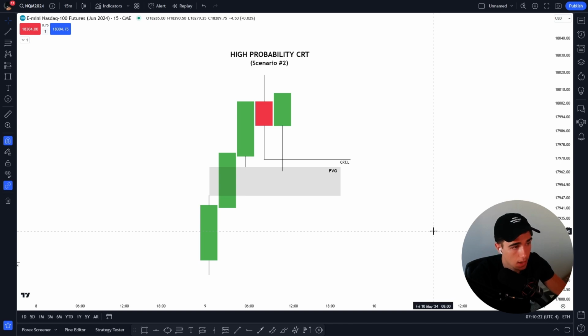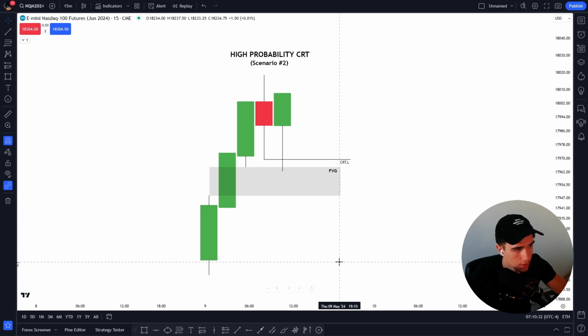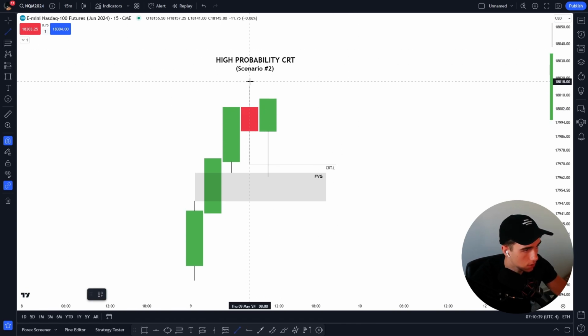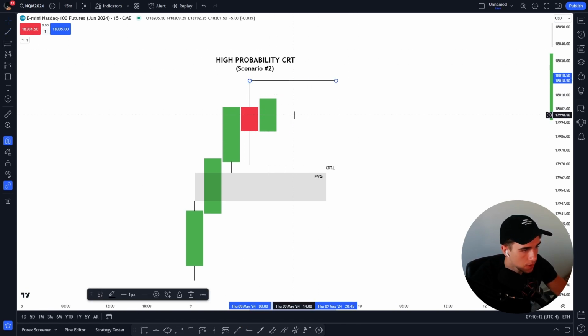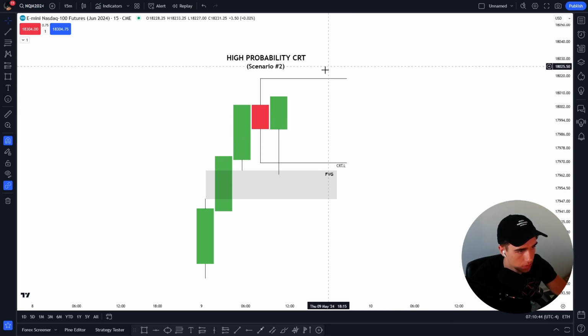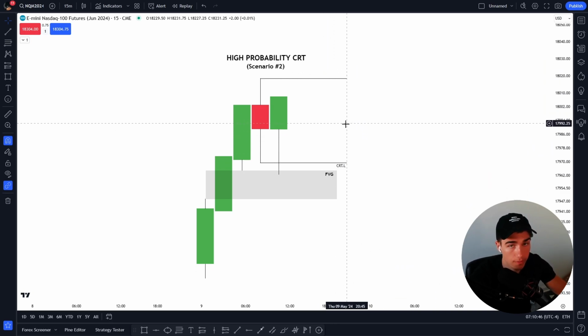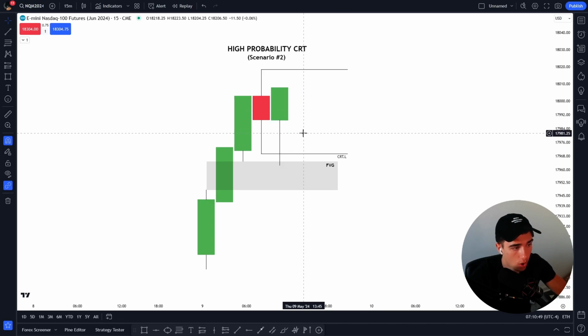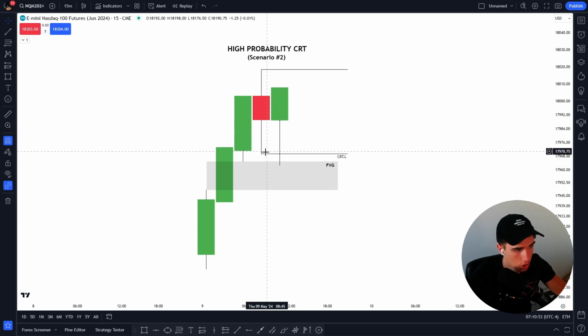Now here we have the high probability CRT play scenario #2, right? So almost the same thing, except price failed to make a low inside the gap. But what it did instead is make a low right before a higher time frame imbalance. So this whole candle here I will use as CRT, and this will be the range low and this will be the range high of the lower time frame trading range. And I'm wanting to turtle soup the low because I'm anticipating that price wants to sweep liquidity here, hit this imbalance, and then go higher.